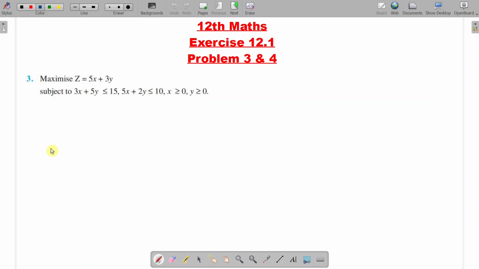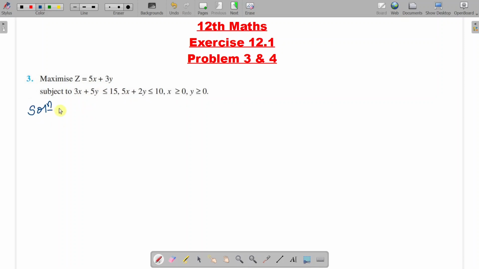In this video we will solve problem 3 and problem 4 of exercise 12.1 in 12th class maths. Okay, so the third problem is what? Maximize z equal to 5x plus 3y subject to 3x plus 5y less than or equal to 15, 5x plus 2y less than or equal to 10, x greater than or equal to 0, y greater than or equal to 0. So we have to find the maximum of this function subject to the given constraints, that is the conditions. Okay, so let us solve this problem.